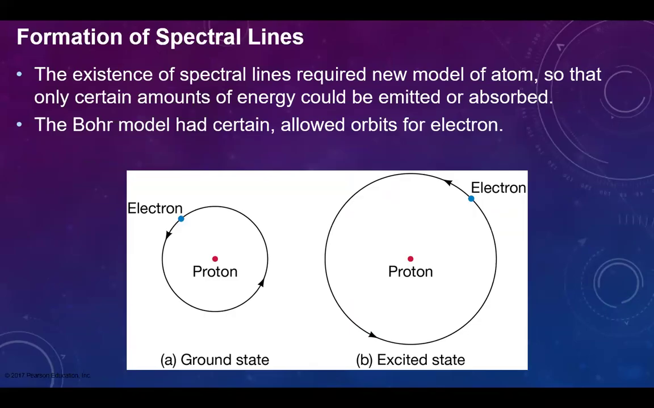So the existence of spectral lines required a new model of the atom. Basically, to have these spectral lines and have them always be the same, we couldn't have freely floating electrons. And Niels Bohr was able to put together a model of the atom where electrons were only allowed to be at certain energy levels. You could only have certain orbits with certain energies.